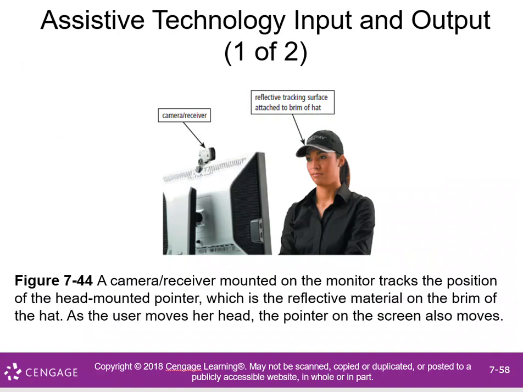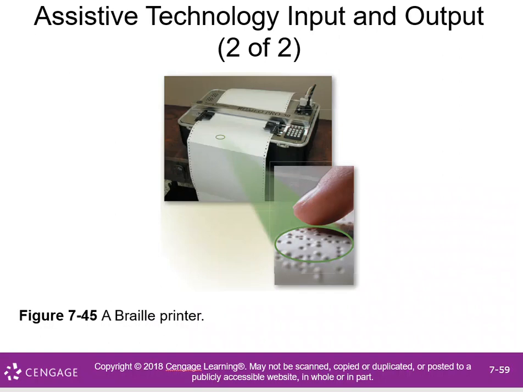Then assistive technology input and output. A camera or receiver mounted on the monitor tracks the position of the head-mounted pointer, which is the reflective material on the brim of the head. As the user moves the head, the pointer on the screen also moves. Okay, and also a braille printer. Okay, so that's all about module 7.